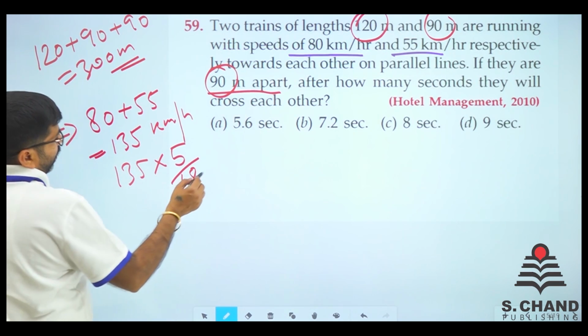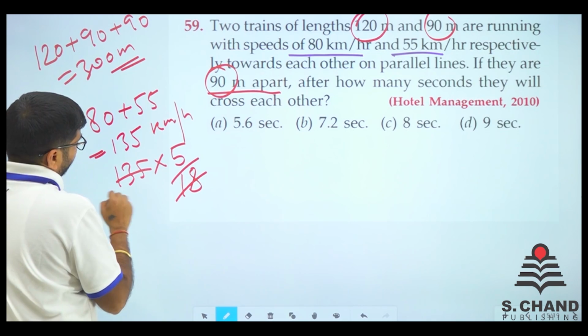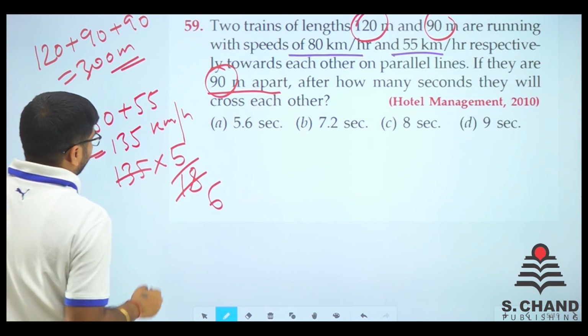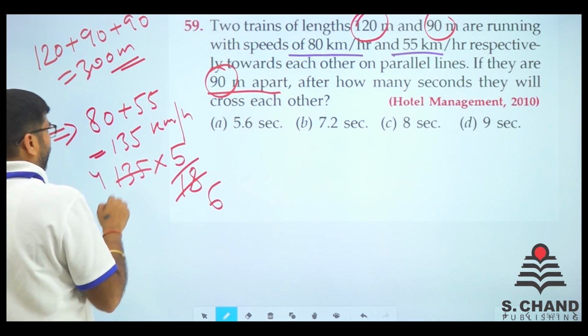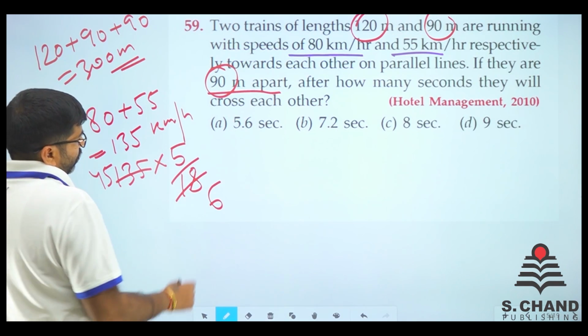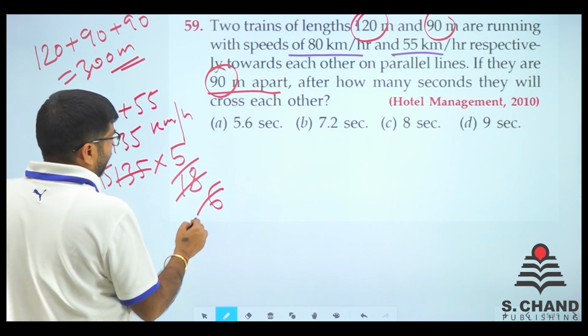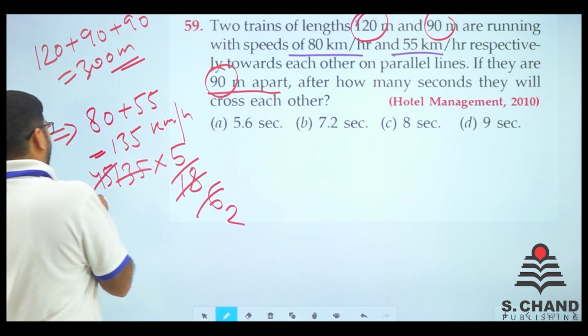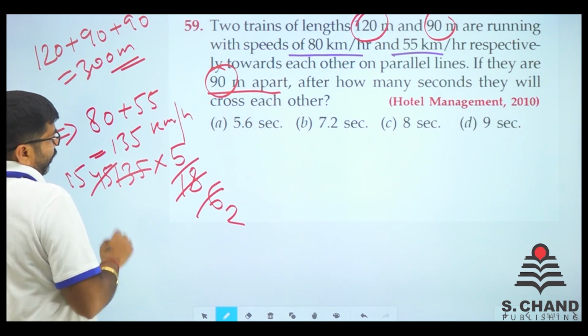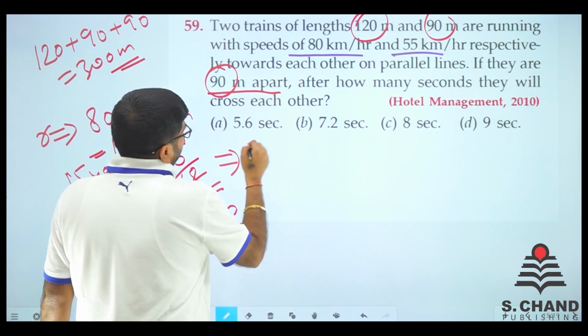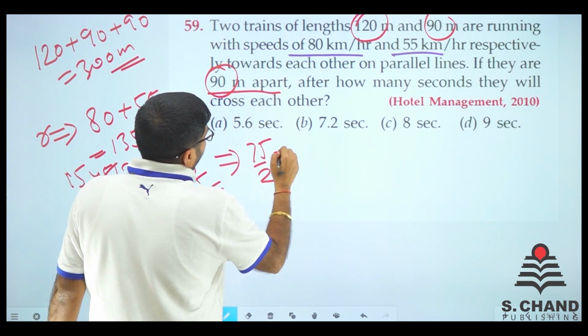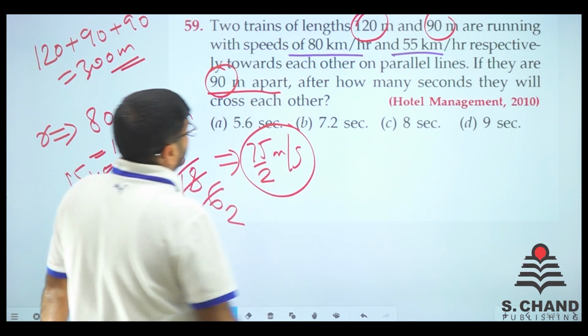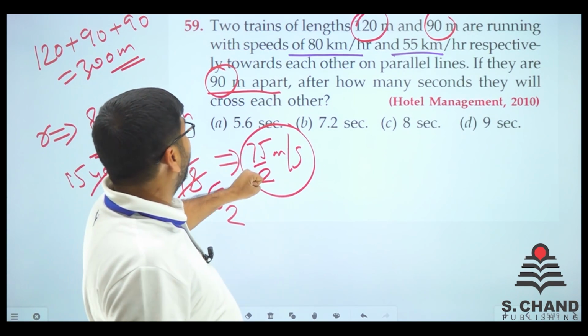Let's see. Do one thing. First cancel by 3. It is like 6, 13 is 4 and then 1, 45. So we do one more time. Here we get 2 and here we get 15. So 15 into 5, the speed is 75 by 2 meter per second. So we have the speed now.